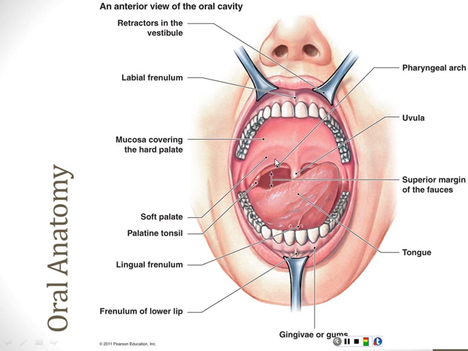If we look at the back, we call these the pharyngeal arches here. There's the uvula. There's the palatine tonsil. Here's the hard palate up here. So all structures that you can see sort of from the front.